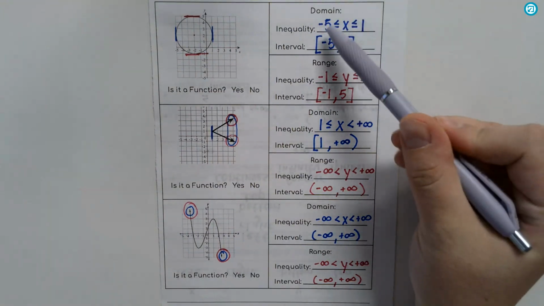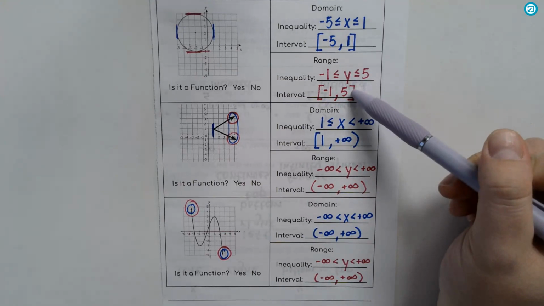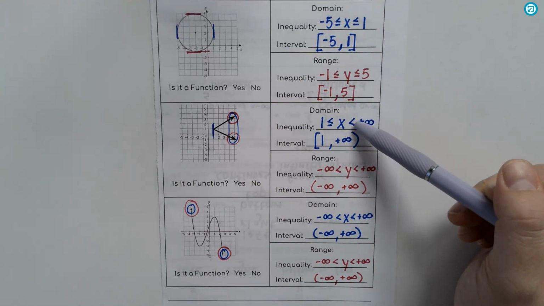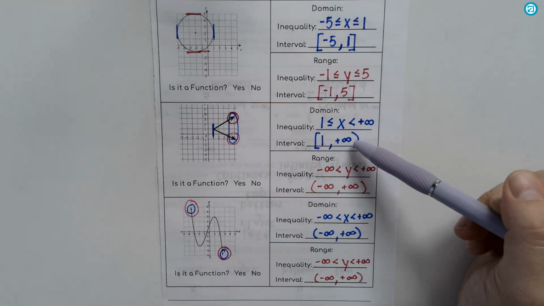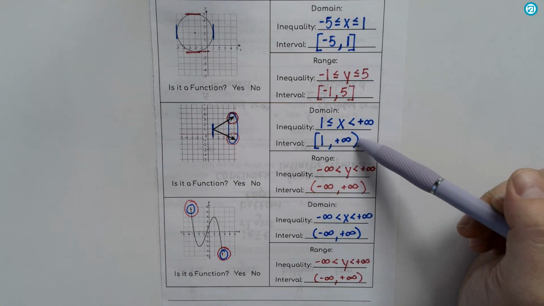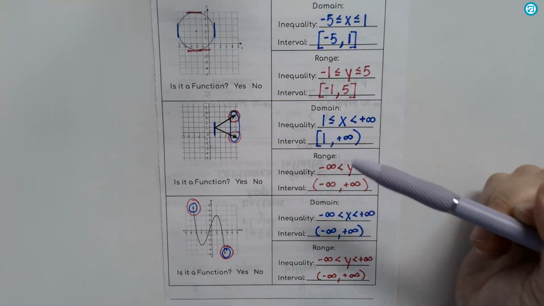So a number gets a less than or equal to symbol, which gets a bracket. Anytime we have an infinity, it's going to get a less than and a parentheses. Okay? So less than symbols correspond to parentheses. Less than or equal to symbols correspond to brackets. That's the first thing I want to point out.